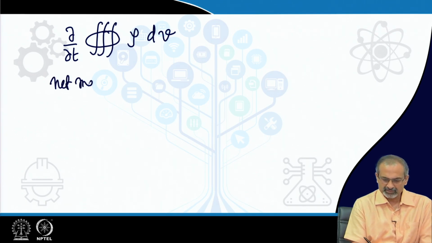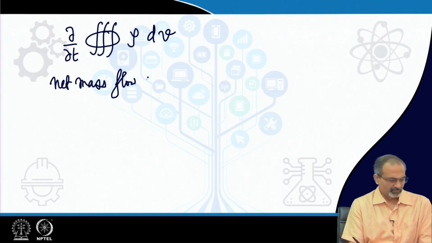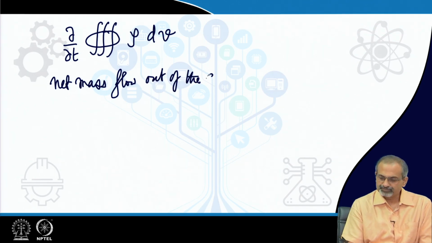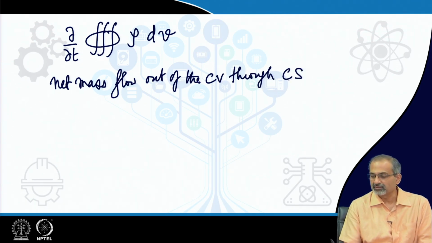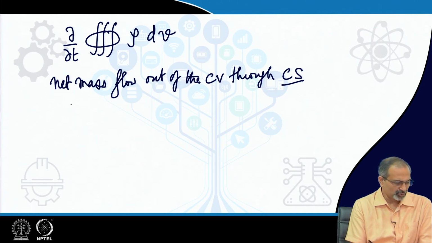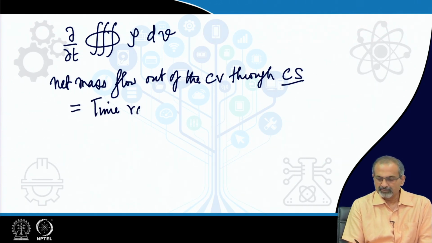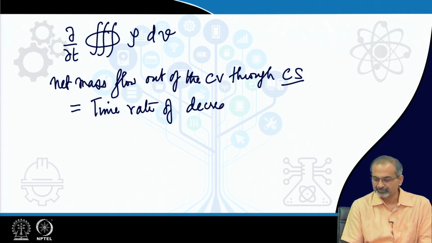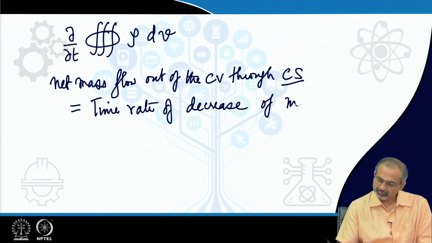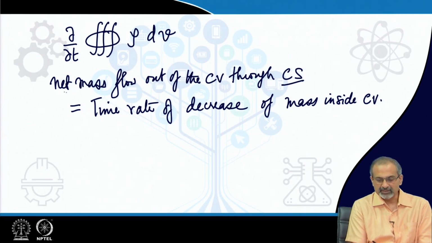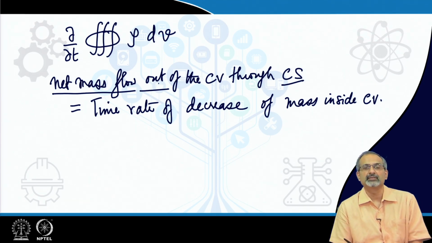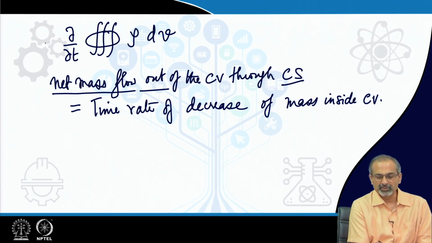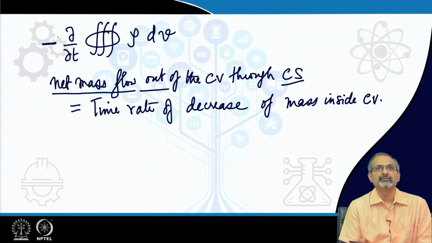So, we have net mass flow out of the control volume, and out of the control volume means obviously through the control surface, we will call it C s, let us say, and that should be equal to time rate of decrease of mass inside control volume. So, what we are trying to say is that if there is a net mass flowing out of the control volume, that should lead to decrease of the mass content inside the control volume. And you remember that the decrease would then have to involve a negative sign here.